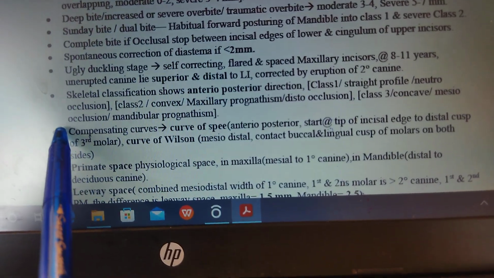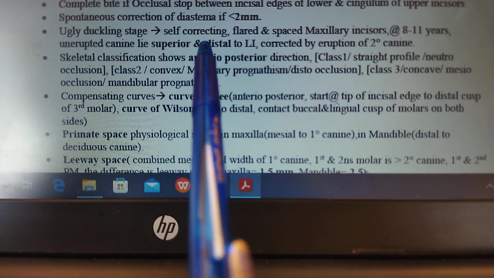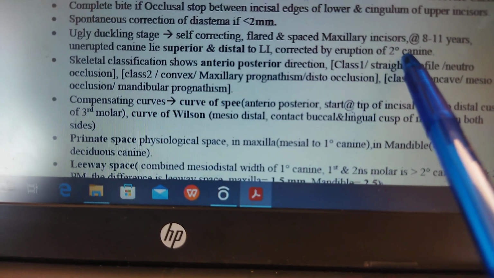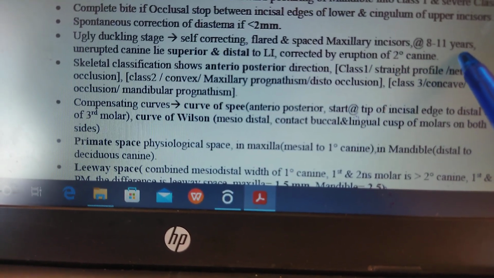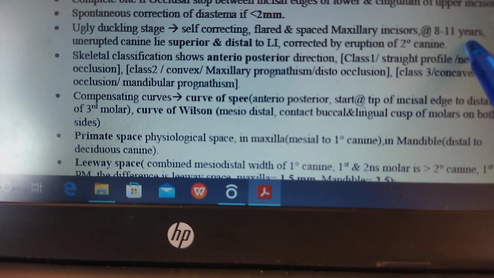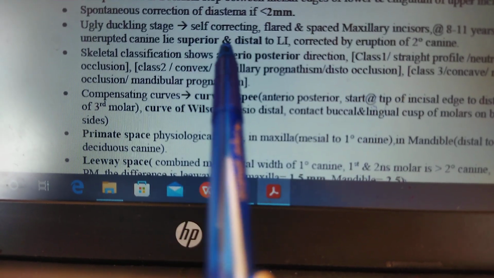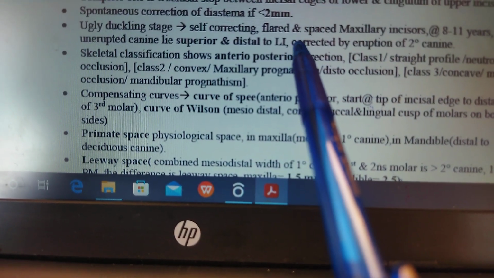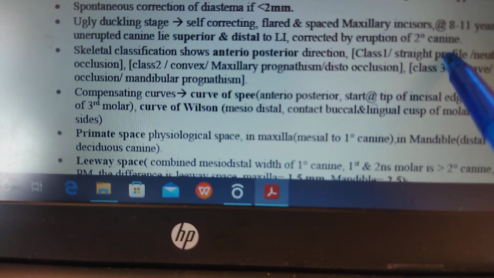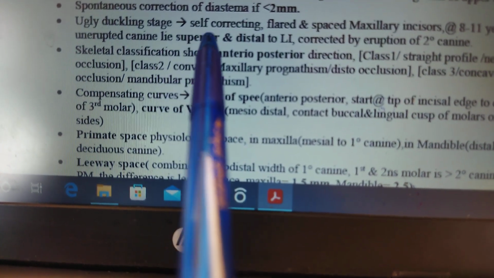Now, what is ugly duckling stage? Ugly duckling stage is self-correcting, flared and spaced maxillary incisors. It happens at 8 to 11 years old in children. Unerupted canine lies superior and distal to lateral incisors, corrected by eruption of permanent canine. When the permanent canine erupts, the ugly duckling stage gets corrected.